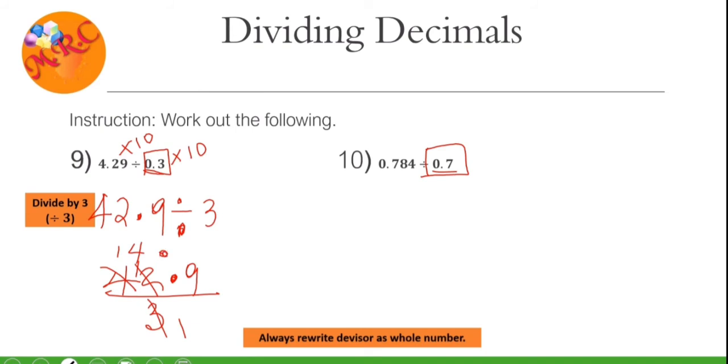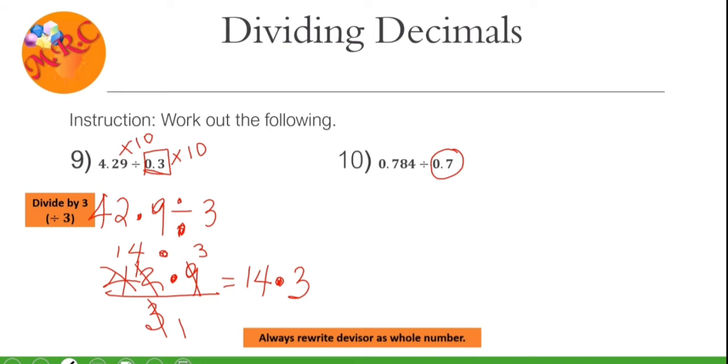Alright, and now I say 3 into 9 goes 3 times. My answer is 14.3. Now go ahead and complete your question 10. Remember that your divisor is really important. It must be written as a whole number.